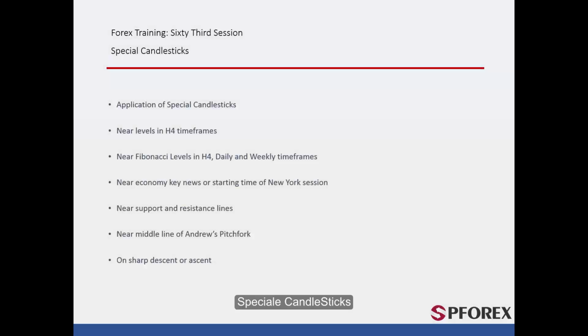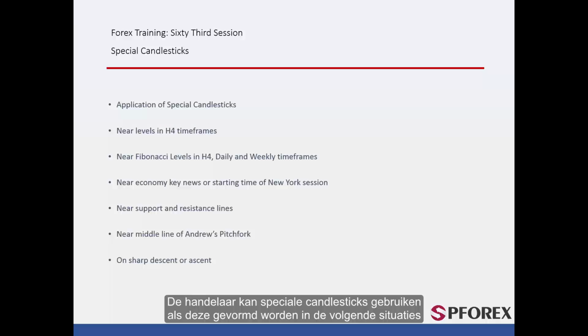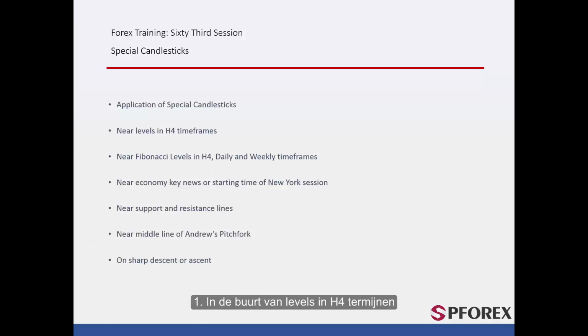Special candlesticks. A trader can utilize special candlesticks when they form in the following situations. 1. Near levels in an H4 time frame. 2. Near Fibonacci levels in H4, daily and weekly time frames. 3. Near economy key news or starting time of the New York session.